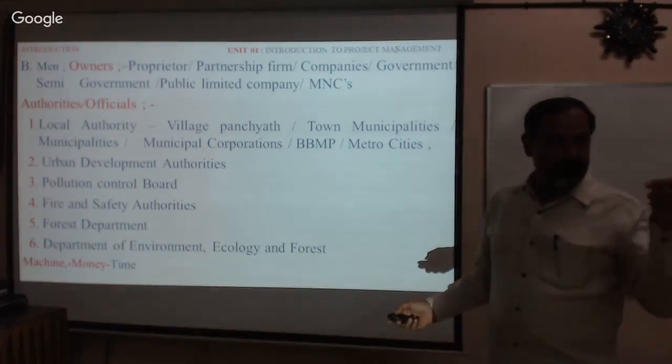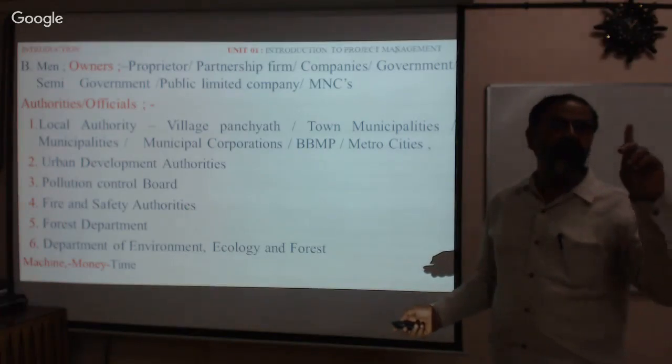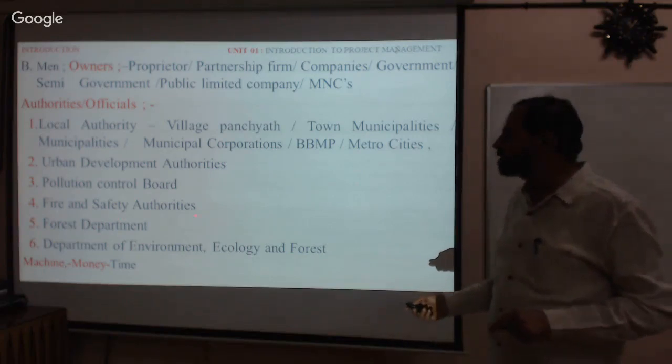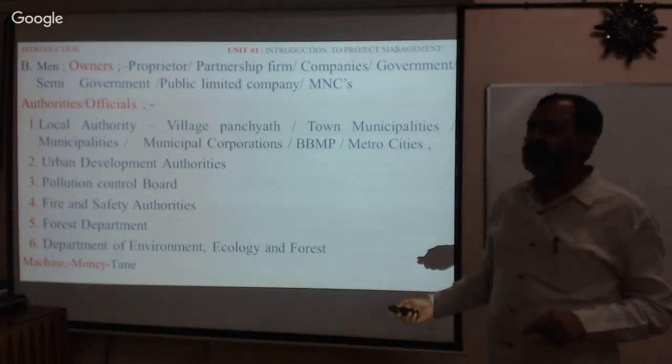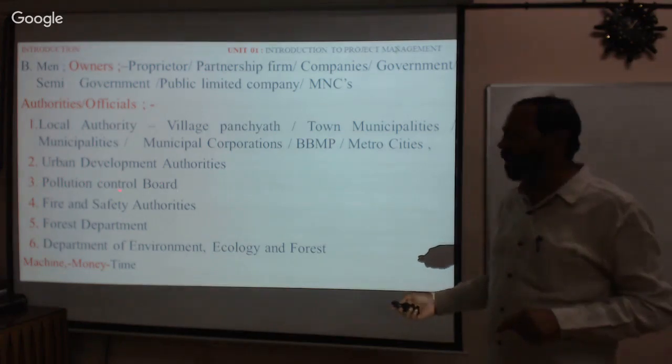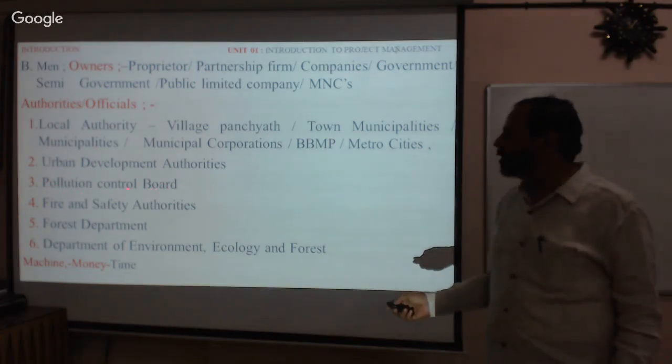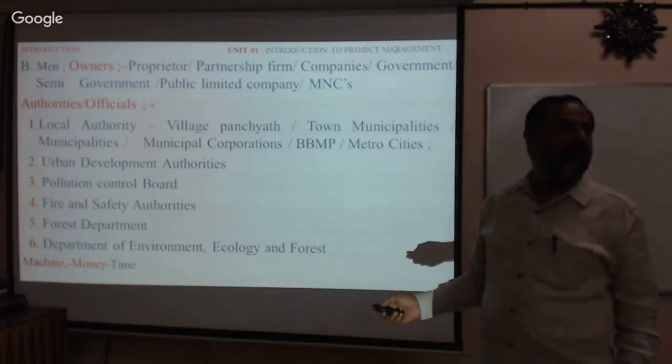We need to go and take their permission, isn't it? Now these are the various authorities. If you are building a building of more than 10 meter height in Mangalore, you must go and take permission from them, isn't it? If you are constructing a building of more than 2000 square meter, you need to go and take permission from the pollution control board, isn't it?